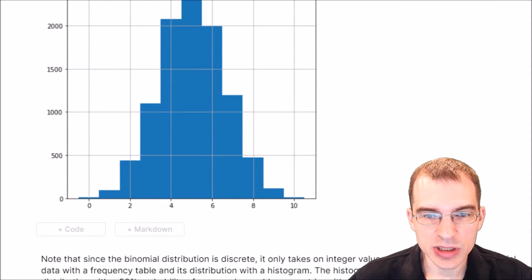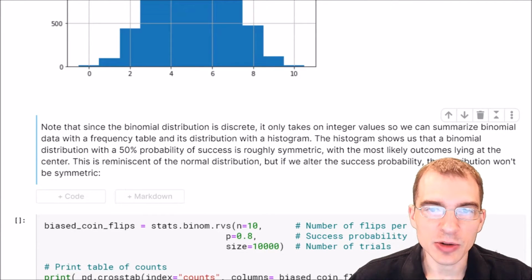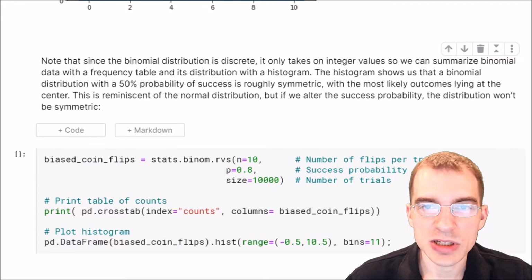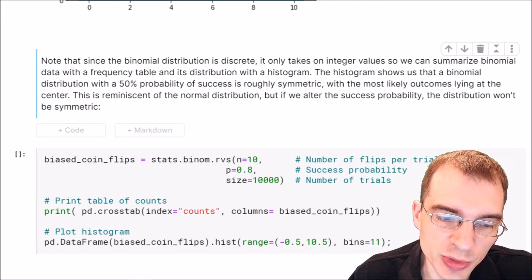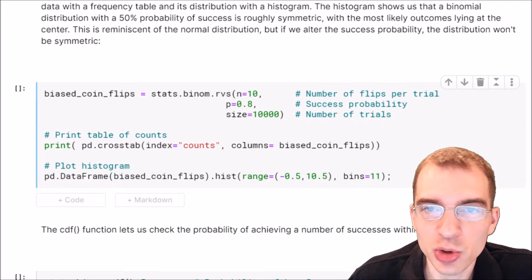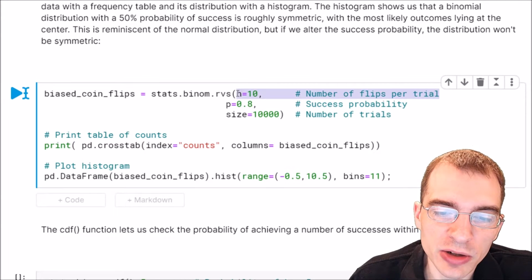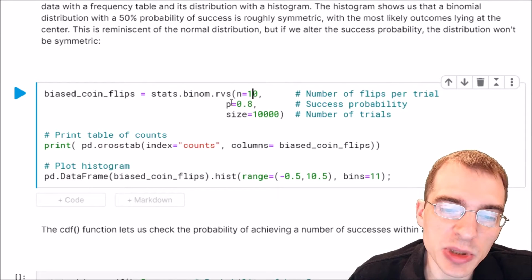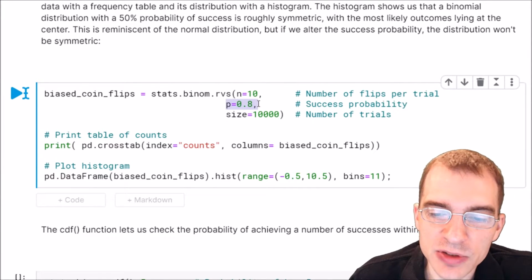So in this case, we set a probability of success of 0.5. So the 50-50 chance means that our outcomes end up being symmetric. But if we set a different success probability, we would not get a balanced looking distribution like that. So let's generate a new plot using a different value for p. In this case, we're going to, again, generate 10 trials, but we're going to set p equal to 0.8. So that's an 80% chance of success this time.